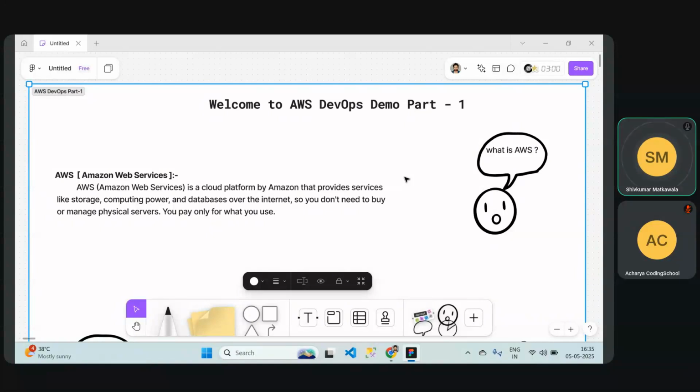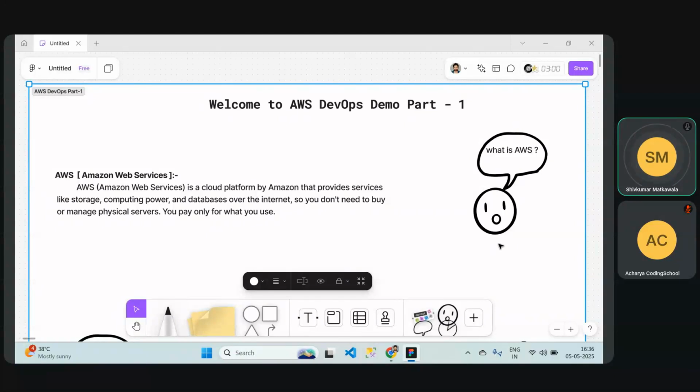We'll try to understand what is AWS. Okay, so guys, what is AWS? There's no particular meaning actually. It's Amazon Web Services, and it is, you can say, a company or a platform of the Amazon company. We all know Amazon, okay? Jeff Bezos. So Amazon Web Services is a cloud platform.